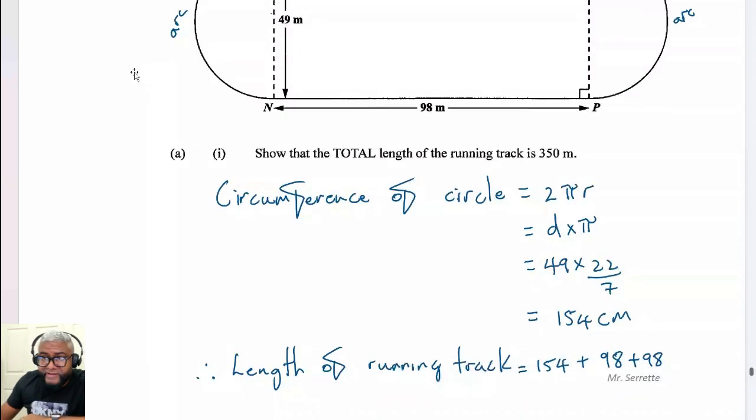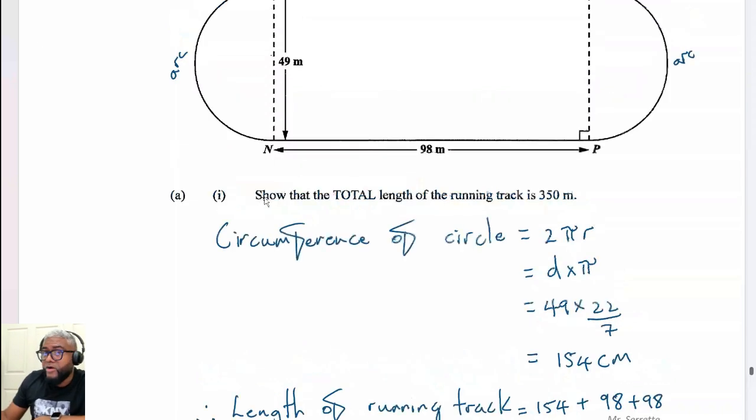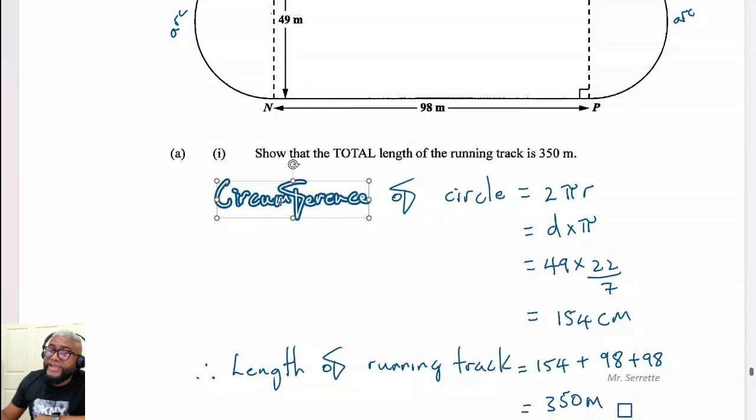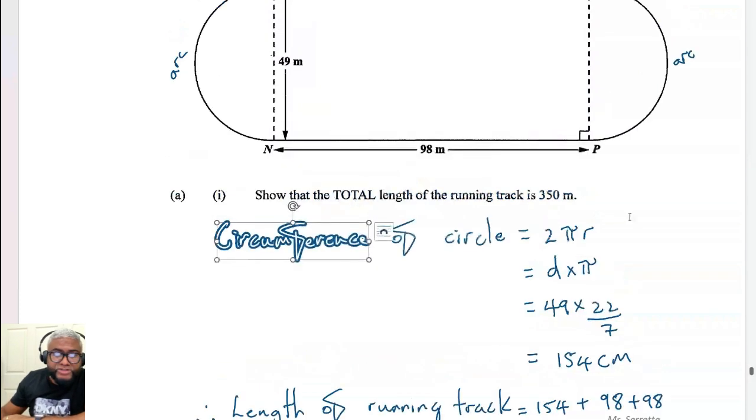And when we work on this, are we getting the 350? Yes, sir. 350 meters. And you put a box to indicate that your proof was shown, or you can write the word shown, because it's something they asked us to show. Almost identical to what we just did. Now, if you didn't want to do it like how I did it, you could have found the length of one arc, then added the length of the other arc. I think I should still show it, because that's how I showed you all before.